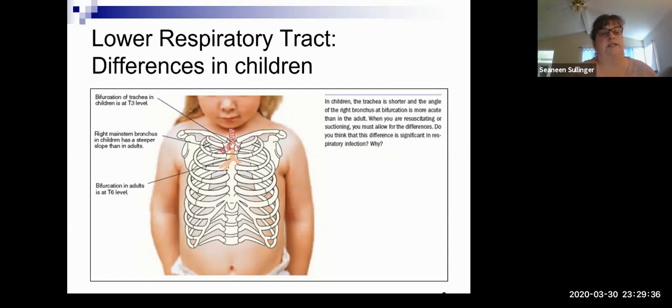The other thing to note is that the right main stem bronchus, which is this one over here, has a steeper slope. I don't know if you can really make out the angle, but this one points down a little bit more and this one kind of points up a little bit more. It is more difficult to intubate when you're looking at it. It's harder to cut the corner, for example, and the same thing with suctioning. If you're trying to suction, you tend to go left instead of right, and so then it's difficult to clear out all the secretions.